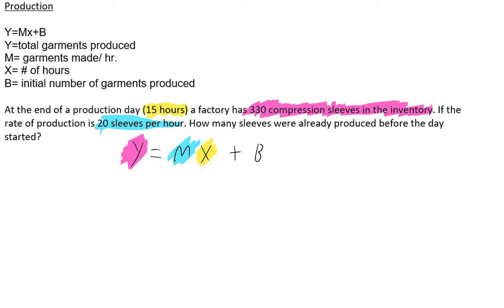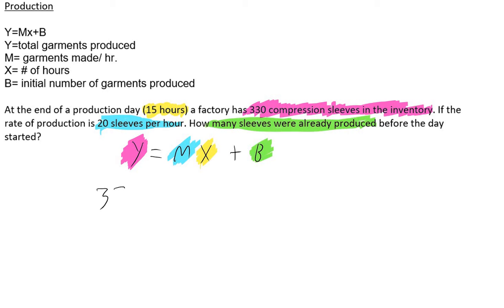And then what we're left with is how many sleeves were already produced before the day started. That's when we talk about an initial count, right? So how many sleeves were already produced. Anytime you see that, it falls under the category of B. All right, so let's put in our values and solve for B here.